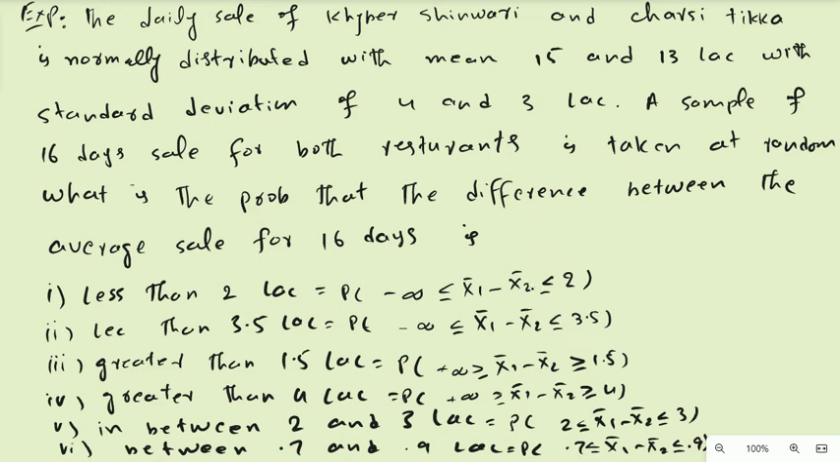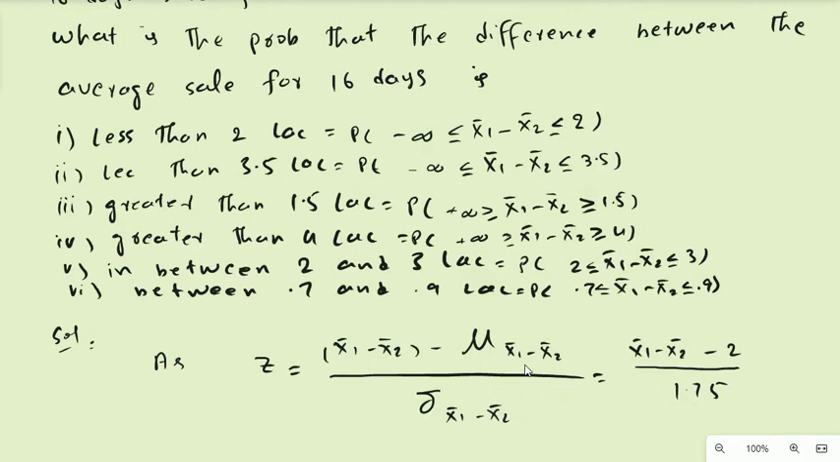To find out these probabilities, we need to standardize first, and to standardize, we make use of the standard normal distribution. The standard normal distribution is given by this equation: Z is equal to x 1 bar minus x 2 bar minus mu of x 1 bar minus x 2 bar, divided by sigma of x 1 bar minus x 2 bar. What is mu x 1 bar minus x 2 bar? This is the mean of the sampling distribution for the difference between two sample means. And this is the standard deviation of the sampling distribution for the difference between two sample means. So, we need to quantify this and this.